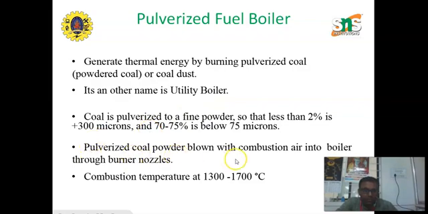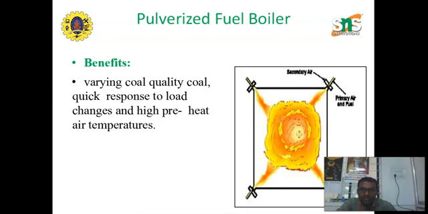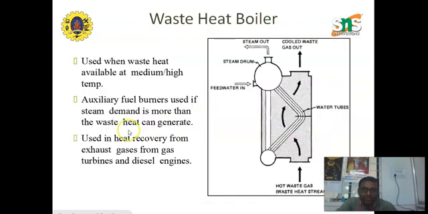Pulverized coal powder is blown with the combustion air into the boiler through burner nozzles. Its combustion temperature is about 1300 to 1700 degrees Celsius. Benefits of the pulverized fuel boiler are varying coal quality, quick response to load changes, and high preheat air temperature.